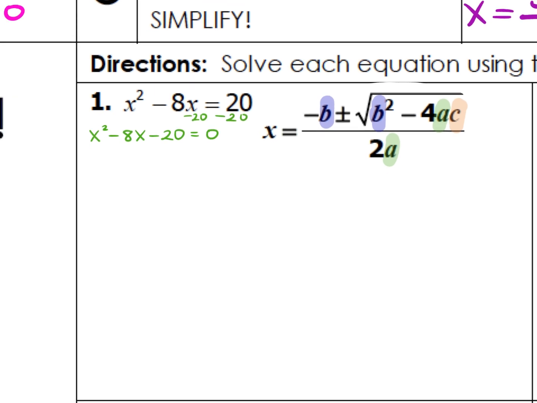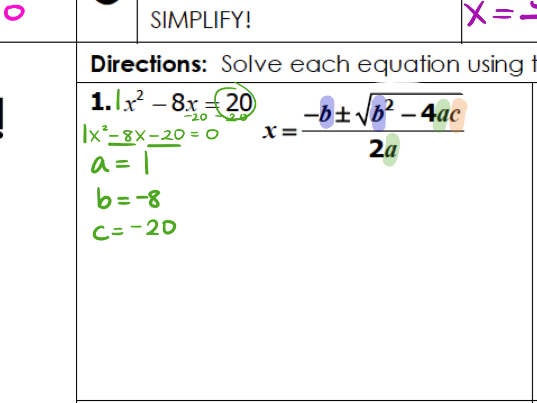Okay, here's your setup. What is A? 1. A is 1. It's the number in front of the x squared. What is B? Negative 8. Okay, so a 1, a negative 8, and a negative 20. If you write 20 because you didn't move it over, you're going to get the wrong answer on all of it. So super important that you get your ABC right.